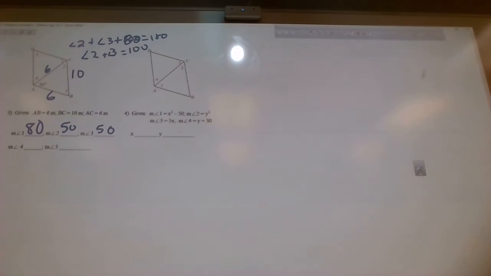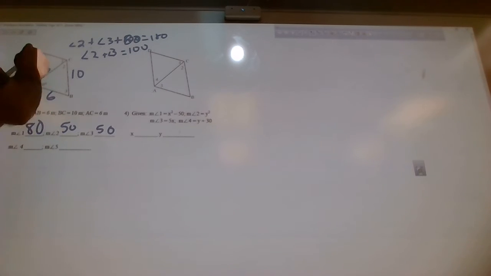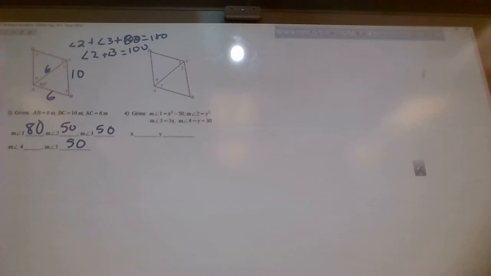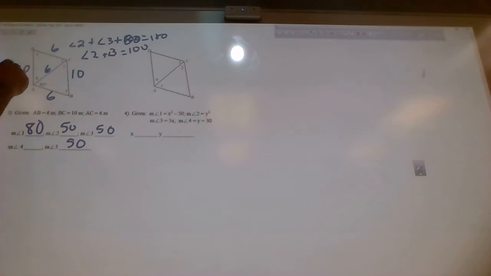Okay. That means 5 is 50 also because they're on a parallelogram. And 4, well, these angles, if this side is equal to this side, let's see what we got here. 10, 6, 5 and 4 have to be congruent. 5 and 4 have to be congruent, so this is also 50. All right, here we go.